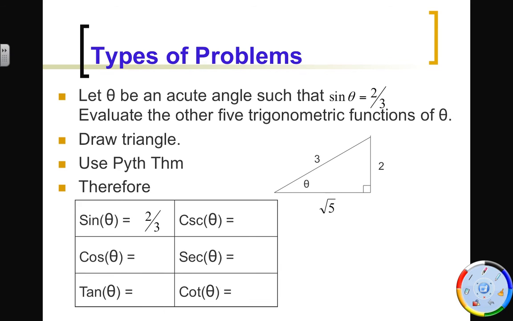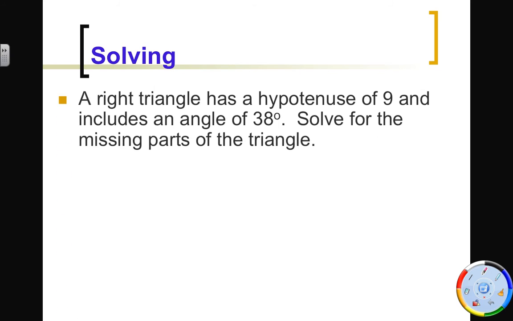I already knew sine was 2/3. Cosine then becomes √5/3. Tangent was 2√5/5. Cosecant being the reciprocal of sine. Secant being the reciprocal of cosine. And cotangent being reciprocal of tangent. Right? Pretty straightforward. Some of these get a little bit harder later on, but right now everything should be straightforward as you go here.